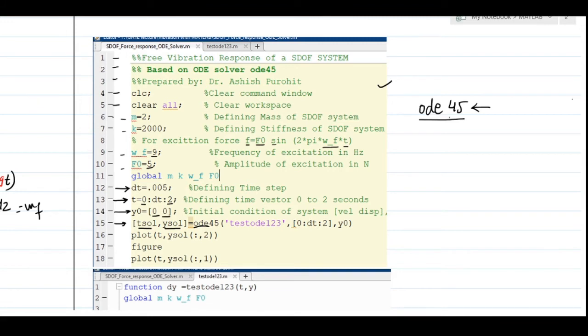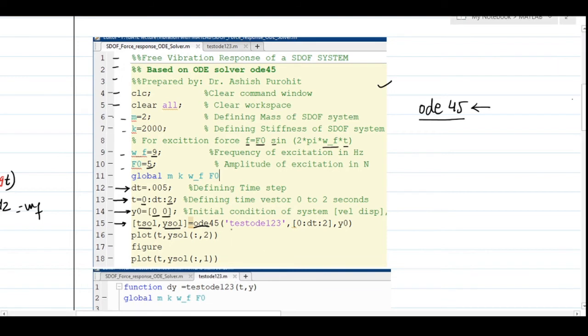That means I can write my own code, like I can use the trapezoidal rule, a numerical integration tool, to solve the first order ordinary differential equation. But here MATLAB has already given us this standard function, so I am directly using ODE45, and this line 15 is actually the standard format which is required for ODE45. It is already defined by MATLAB.